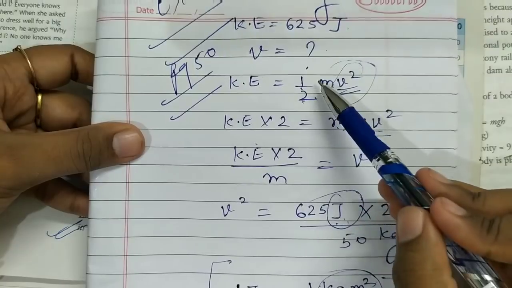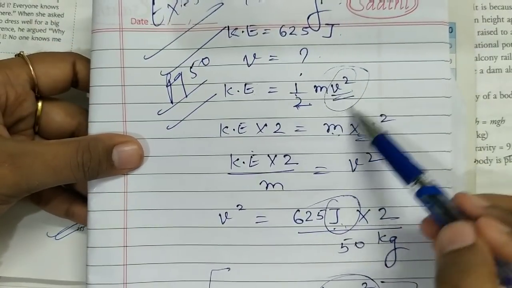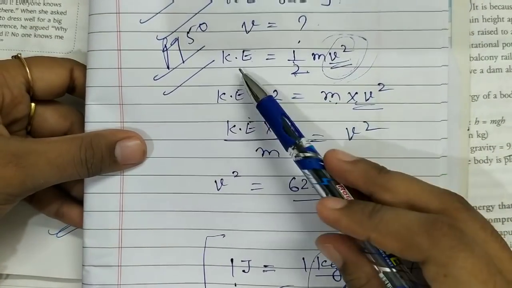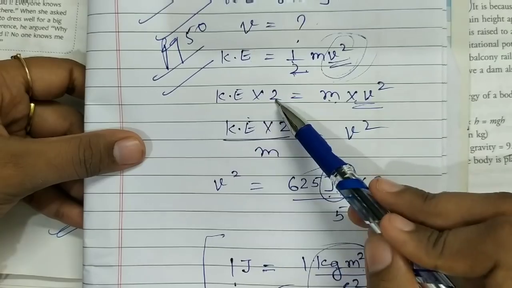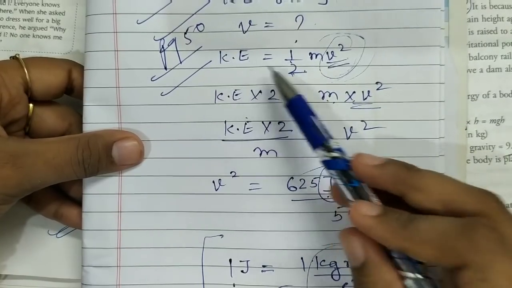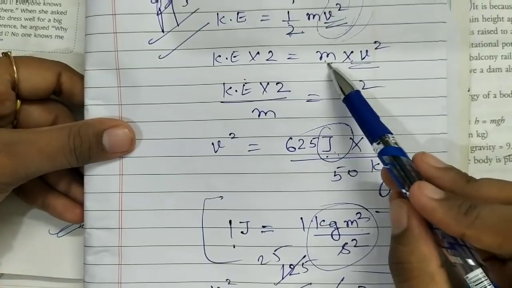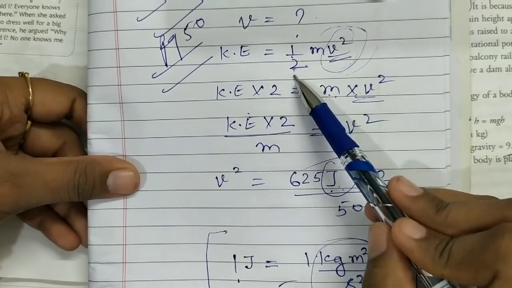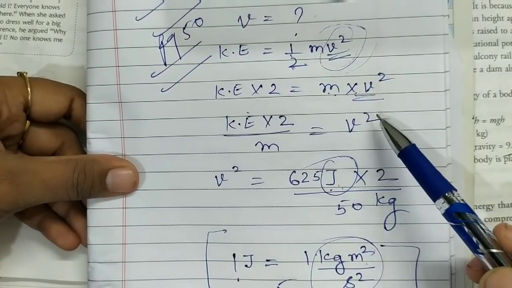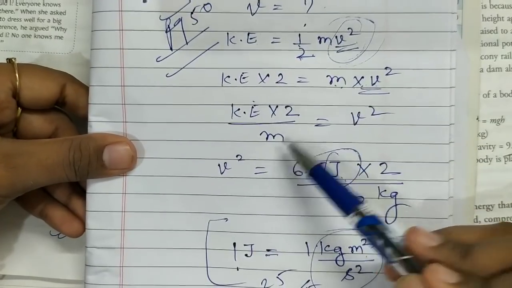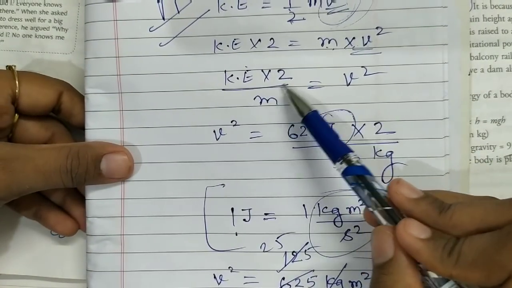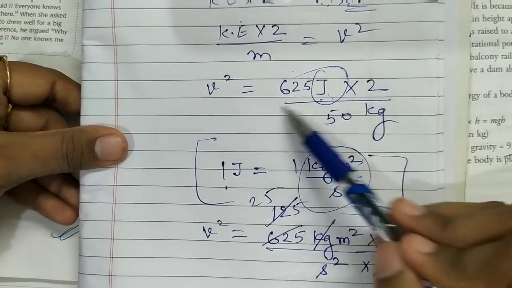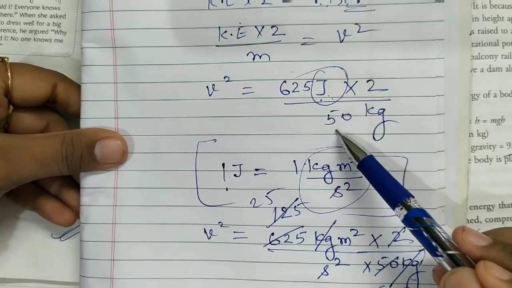So kinetic energy is equals to the formula half mv square. We needed to find velocity, so we need to make velocity alone. So 2 will shift to this side. Since 2 is getting divided, kinetic energy into 2 will be multiplied. I have explained you this thing in maths. Since m is multiplied here, m will become divide on this side. So v square is equals to kinetic energy into 2 upon m. Now the value of kinetic energy is 625 into 2, and the mass is 50 kg.